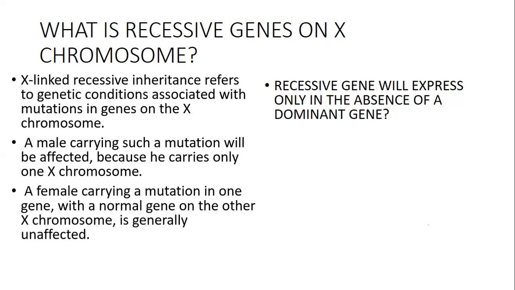A female carrying a mutation in one gene, that is on one X chromosome, with a normal gene on the other X chromosome is generally unaffected. So here, generally, the females will not be affected. They will be just carriers. They can pass on the disease to their offspring, but they do not show any symptoms. There are chances that their children may get it.